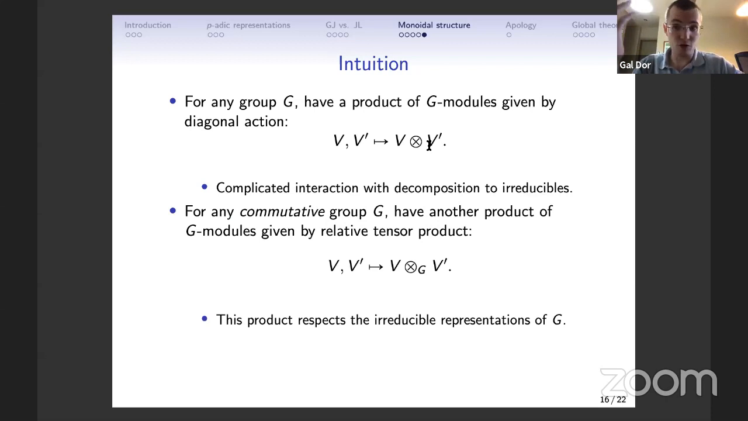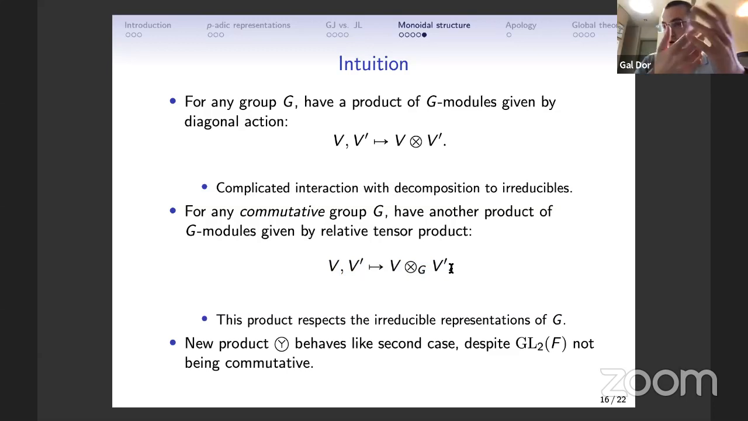Now, if I have a commutative group G, then there's another way to multiply G modules, which is called the relative tensor product. That is, I take V times V prime over G. This relative tensor product also carries a G action because G is commutative, so I can cheat and let G act just on either one of these spaces. And unlike the previous one, this relative tensor product plays very nicely with the irreducible representations. An irreducible representation for a commutative group is a character, and if I multiply two characters over G, then I either get 0 if they are different characters, or I just get the same character if I multiply a character by itself.